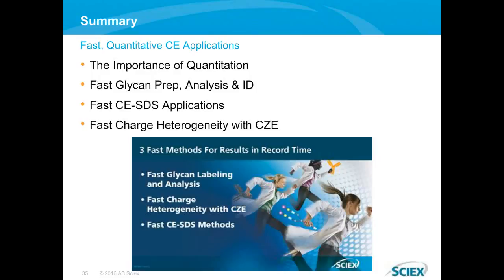So that's a quick overview of the fast applications that we have. We started with the importance of quantitation. We talked about glycan analysis and how we run that faster with the new kit. We talked about CE-SDS analysis and how we have run that faster with method optimization. And we've shown you an alternative to CEIF for charge heterogeneity that you can run faster using CZE.